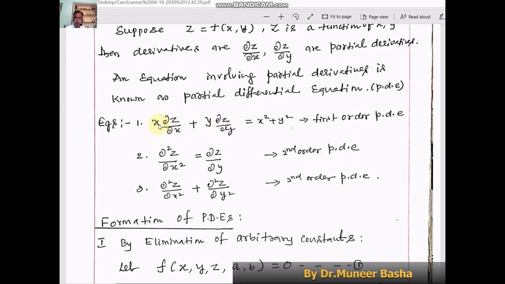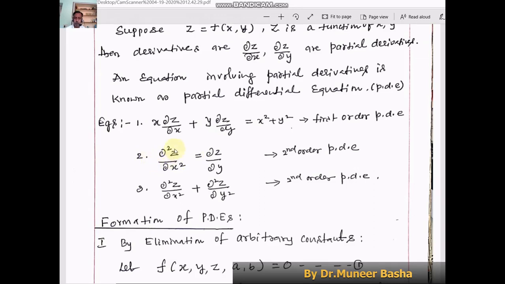For example, x ∂z/∂x + y ∂z/∂y = x² + y². This is known as a first order partial differential equation. Why first order? Because this involves first order partial derivatives. So the partial derivatives are differentiated with respect to x and y only one time.